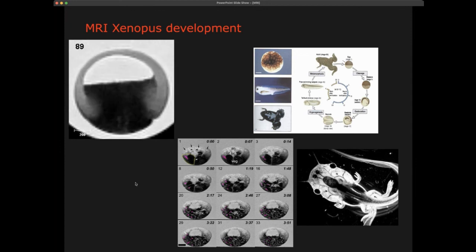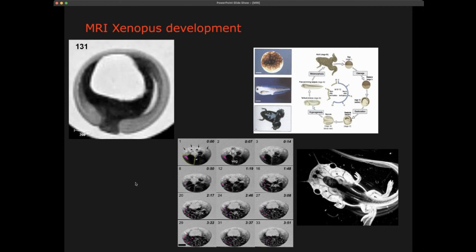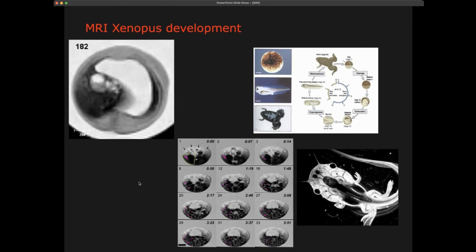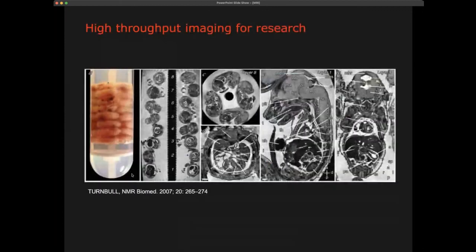But MRI is in principle relatively non-invasive, so you can much more easily do repetitive measurements as compared to, for example, a CT scanner. Here's another example of a research one where you have a lot of mouse embryos, which you look at at the same time, but you can nicely see the different organs in it.